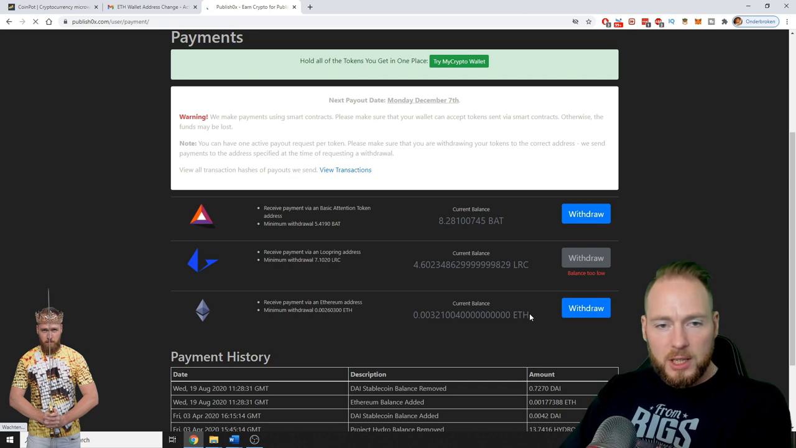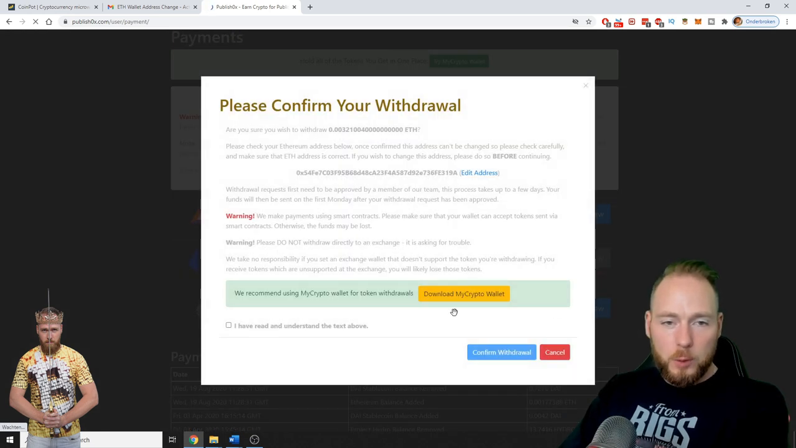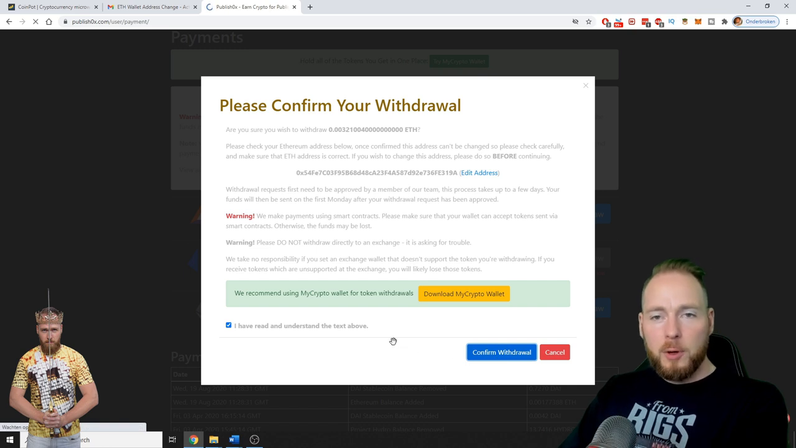Of course, first you have to enter your wallet address. It will be under here, under your wallet address. Boom. And then they send you a link. And then you have to confirm your address. So I press withdraw. Okay. Yes, this is my address. Warning, I have read and understand the text above. Confirm withdrawal.